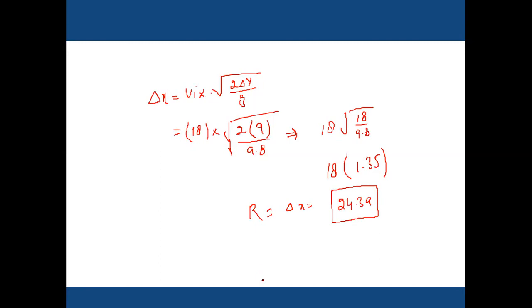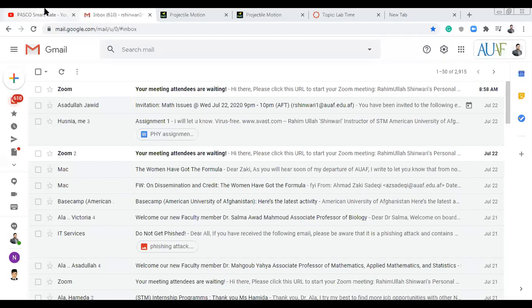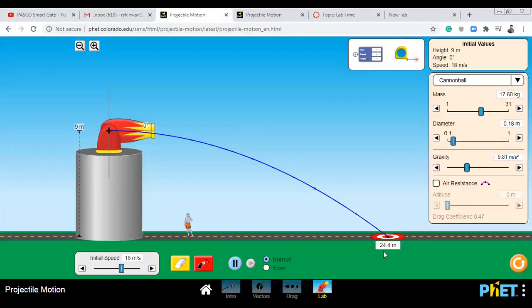So what was the value from the animation? I think it was 24.4. Our horizontal range was 24.4. Okay, from calculation, the value is equal to 24.39. This one is the same, but you can find the percentage difference between the actual value and the measured value.